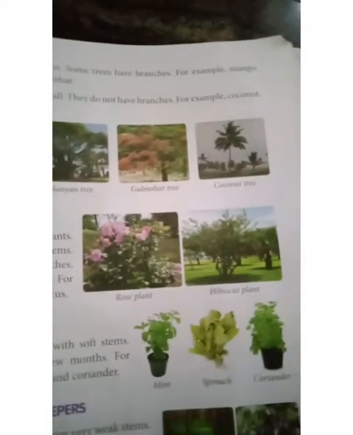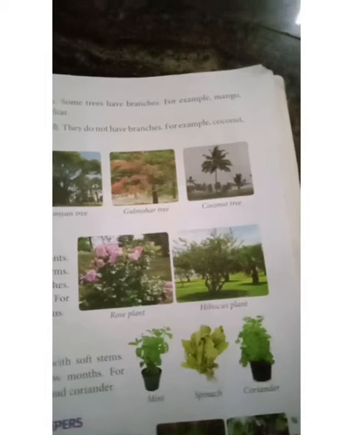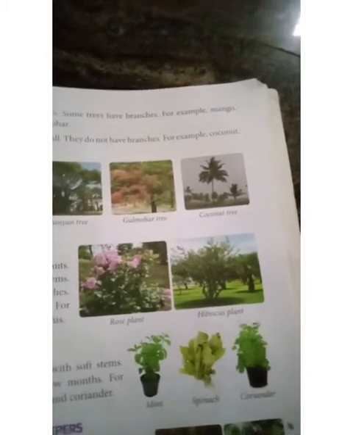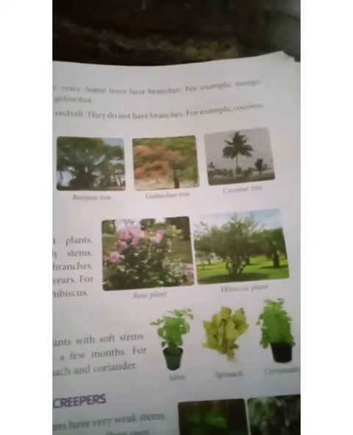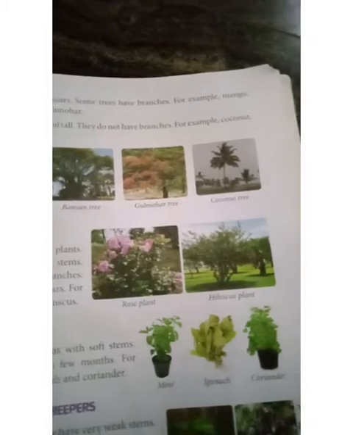So the shrubs are smaller than trees. It is a very short plant. They have woody stems. Shrubs have many branches. They live for a few years. For example, rose plant and hibiscus plant.